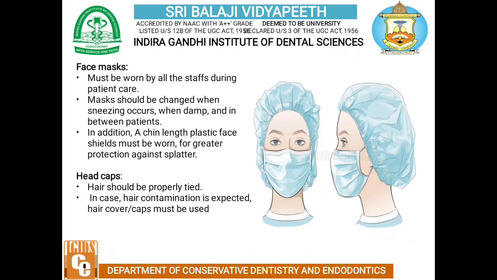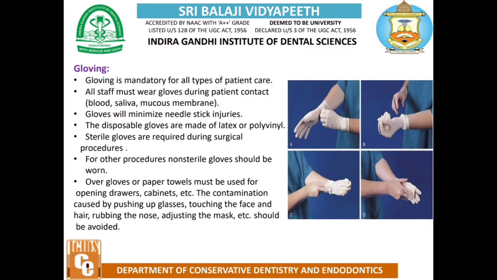Face masks must be worn by all the staffs during patient care. Masks should be changed when sneezing occurs, when damp, and in between patients. In addition, a chin length plastic face shield must be worn for greater protection against splatter. Head caps. Hair should be properly tied. In case hair contamination is expected, hair cover or caps must be used. Gloving. Gloving is mandatory for all type of patient care. All staff must wear gloves during patient contact, during blood, saliva and mucous membrane contacts.